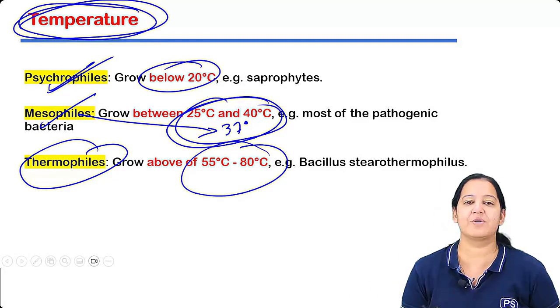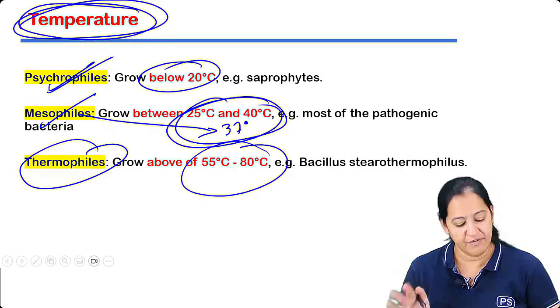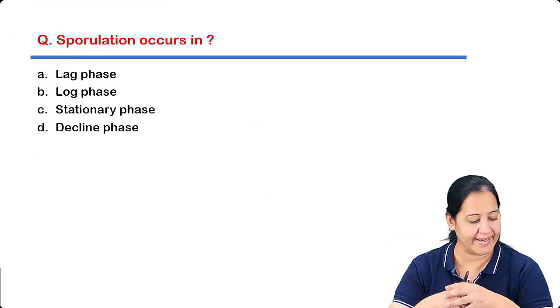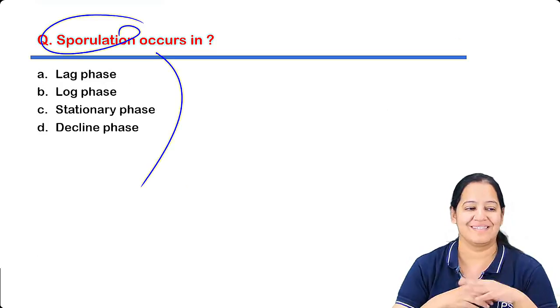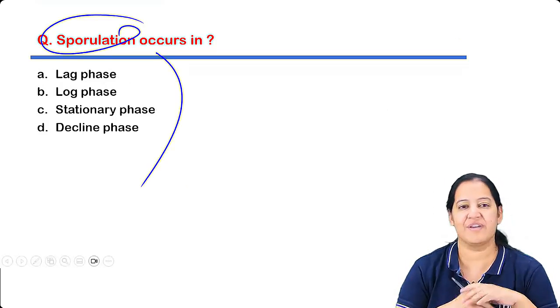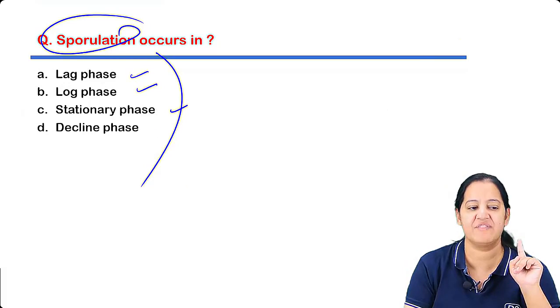So this is based on the temperature. We are done with this chapter. We will solve some questions. Say the answer quickly. Sporulation occurs in which phase? Is it lag phase, log phase, stationary phase, or decline phase?